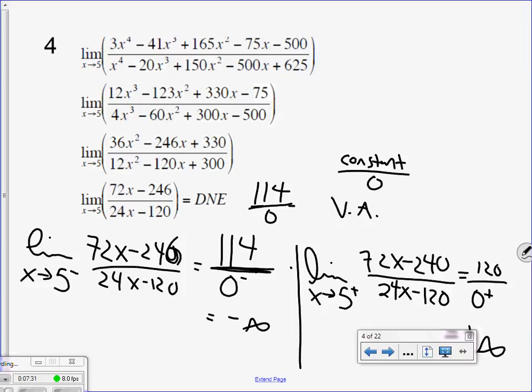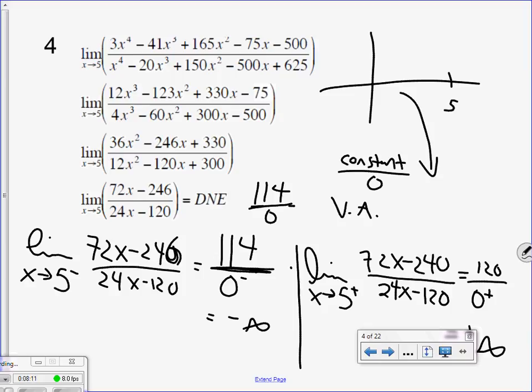So if you approach 5 from the left, that numerator, that 114, that's positive. But from the left, this 24x minus 120, you take a number a little less than 5, it's going to be negative. So you have a positive over negative, so it's going to go to negative infinity. So if I were to graph this whole thing, I know there's a vertical asymptote at 5. And I know as the x values approach 5 from the left, the y's are heading toward negative infinity.